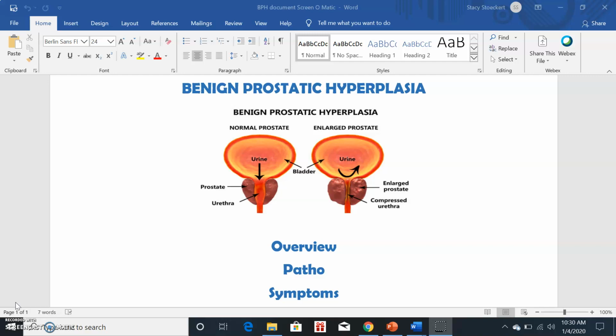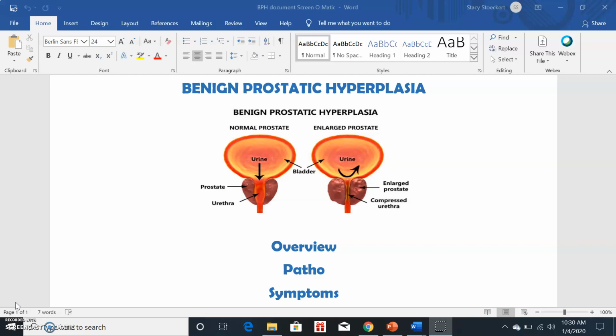The enlargement of the prostate can become problematic for your male patient when the enlarging prostate tissue begins to compress the urethra. This condition is common in males over 50 years old and is considered a normal part of aging.